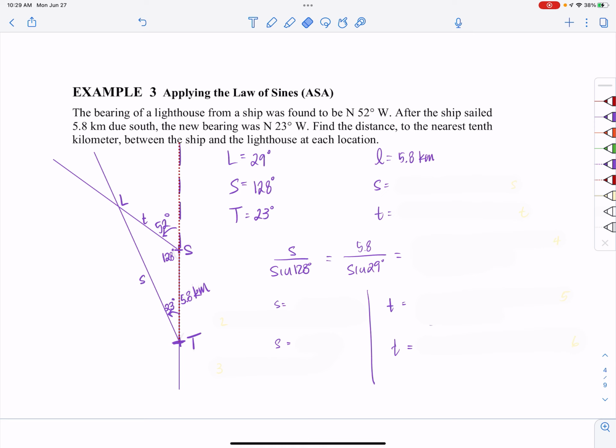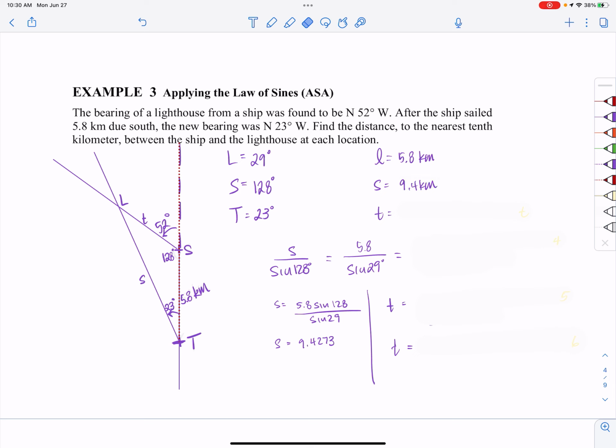So we'll set up our law of sines. Once again, here's my L fraction, here's my S fraction. Multiply on both sides by the sine of 128. Throw that into the calculator. We'll get 9.4273. And let's see, it told me to the nearest tenth. So that'll be 9.4 kilometers.